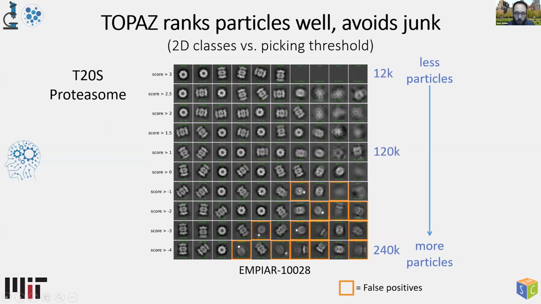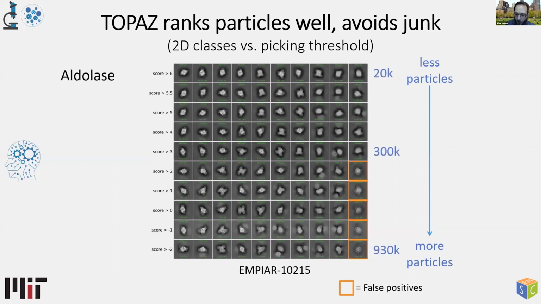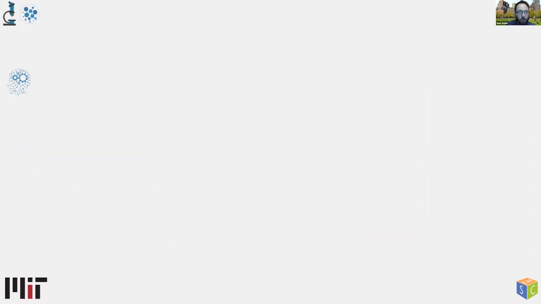With T20S proteasome, we had some black flakes from the ultra-AU foil grids that came in here, and so those were filtered out. If you want to filter by scoring, you can filter them out by scoring. And same with aldolase here. Virtually no junk particles picked, no matter the scoring threshold.